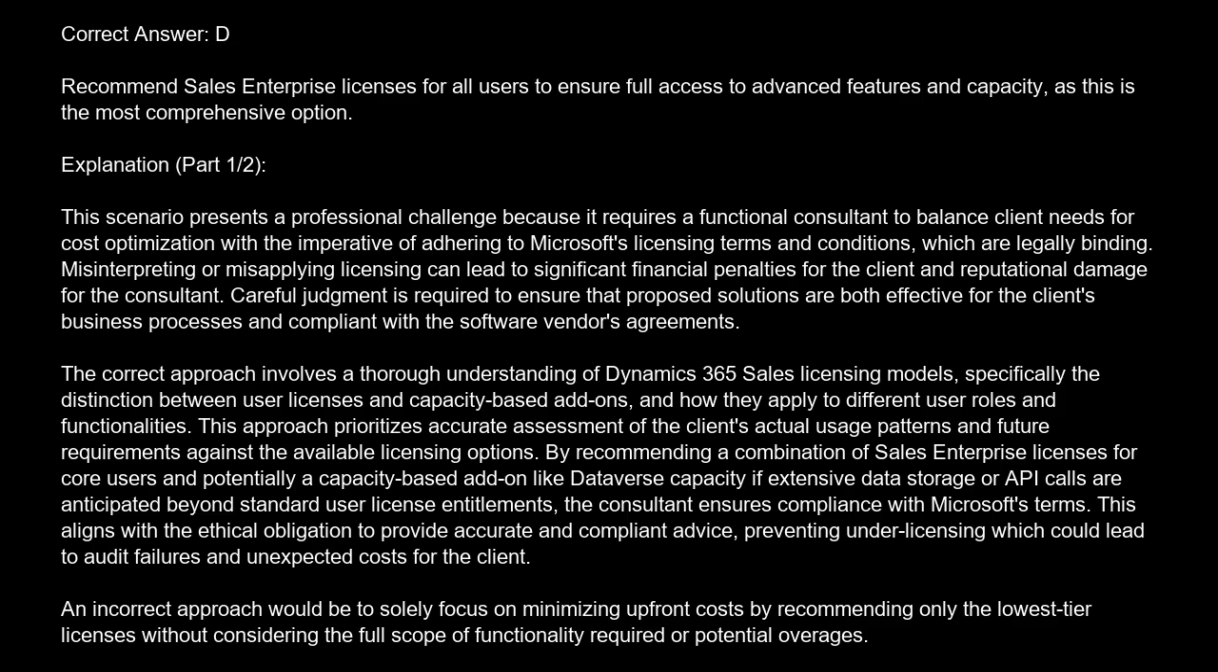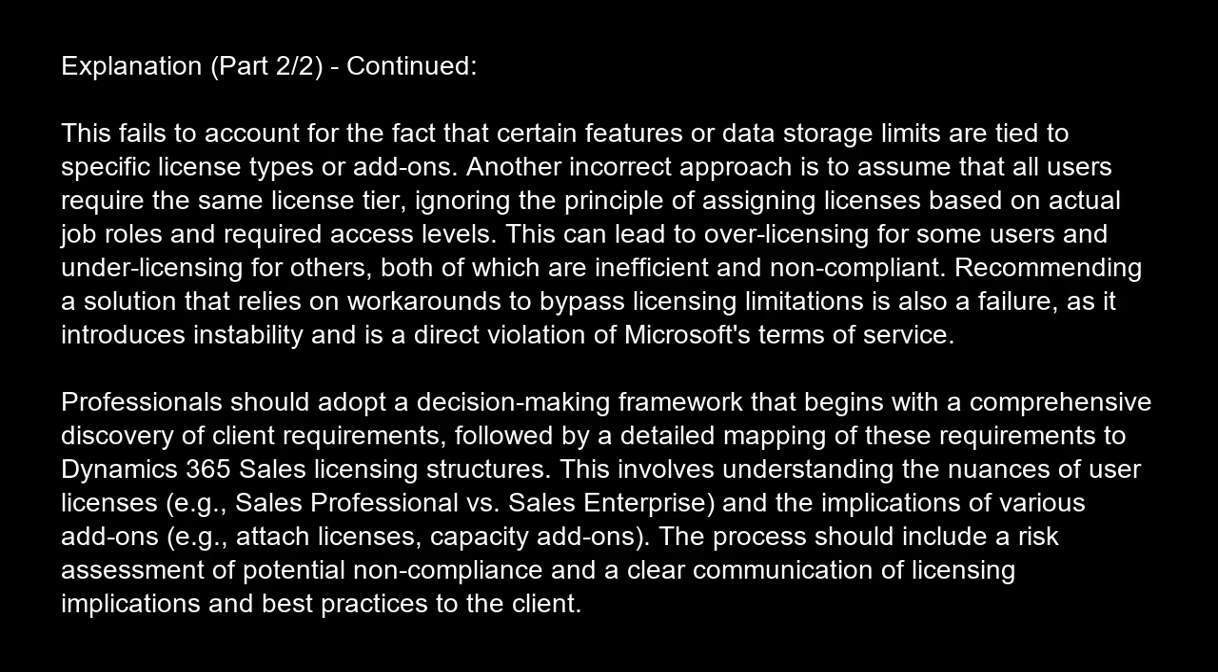An incorrect approach would be to solely focus on minimizing upfront costs by recommending only the lowest-tier licenses, without considering the full scope of functionality required or potential overages. This fails to account for the fact that certain features or data storage limits are tied to specific license types or add-ons. Another incorrect approach is to assume that all users require the same license tier, ignoring the principle of assigning licenses based on actual job roles and required access levels. This can lead to over-licensing for some users and under-licensing for others, both of which are inefficient and non-compliant.